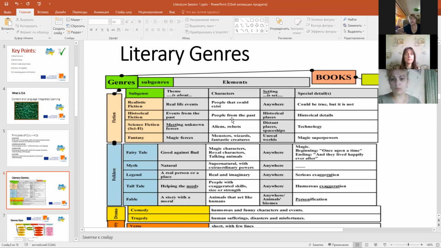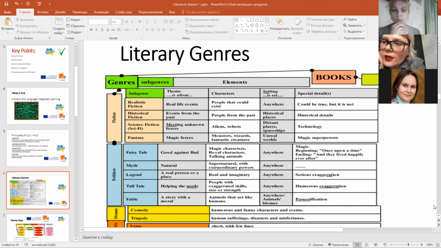Could you please make a sentence about realistic fiction using this table? Imagine you give it to your kids and you ask your kids, what is realistic fiction? Who can tell me what realistic fiction is? So probably I can have it. Okay, Ira Korenfeld, come on.